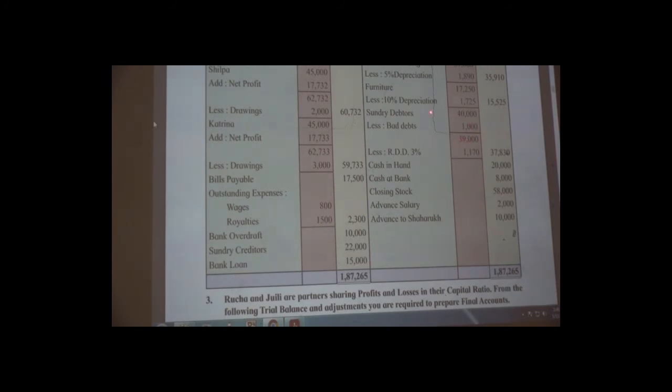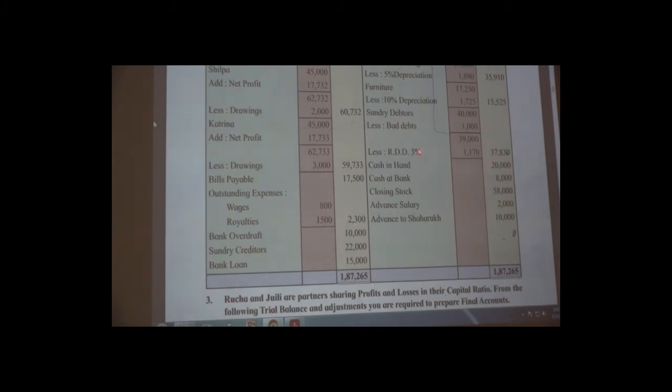Now further, in adjustment we are asked to maintain RDD at 3%. Now we will have to maintain the RDD, but on which amount? Either on 40,000 or on 39,000. Remember that, on 39,000. So on 39,000 at 3% we will have to maintain the RDD. How will we calculate it? See, you may take it down in a working note. 3% of 39,000, that means 3 divided by 100 into 39,000. If we do the calculation, we will get the amount 1170. So this is the amount of our new RDD. So the new RDD of rupees 1170 will have to be deducted from debtors.